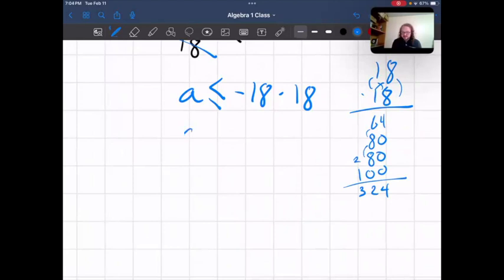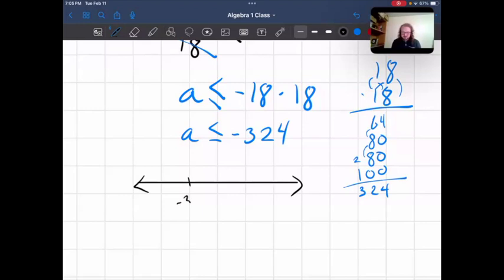And it's negative. A is less than or equal to negative 324. Which seems like it might be a problem, but when we look at the graph that we're given, that's right in the middle of the number line that we've got there. So we've got negative 324, negative 326, negative 322. And I want everything that's less than or equal to that. So that will include that and then go left of.